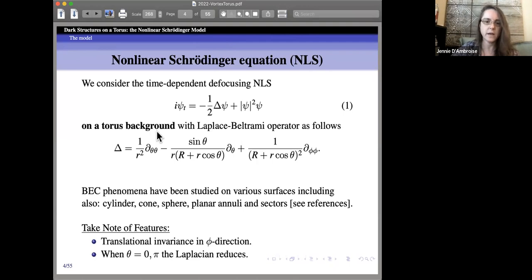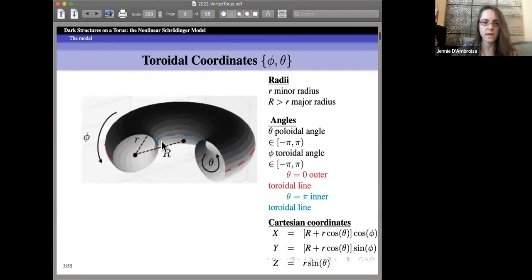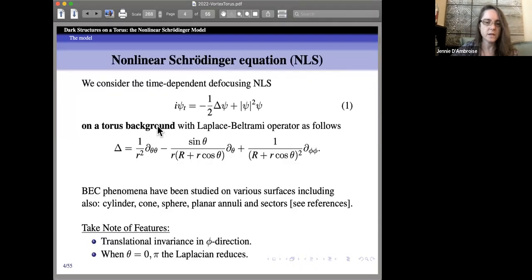And here, if you take a look at the Laplace-Beltrami operator that we've got here, a couple of things to notice is that we have translational invariance in the phi direction, and in these two special areas of theta equals 0 and theta equals pi for the inner and the outer equators of the torus. What happens there is that this term drops away in the Laplace-Beltrami operator. So we will see some special features that arise on the inside and the outside of the torus.